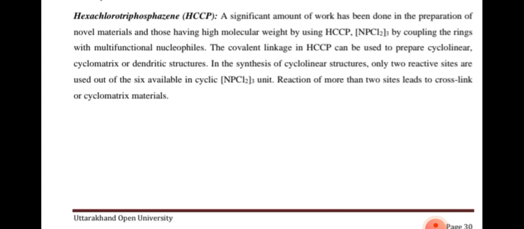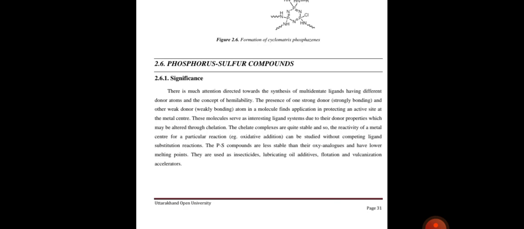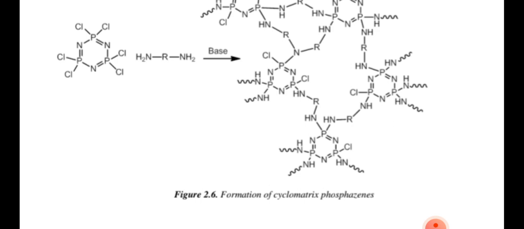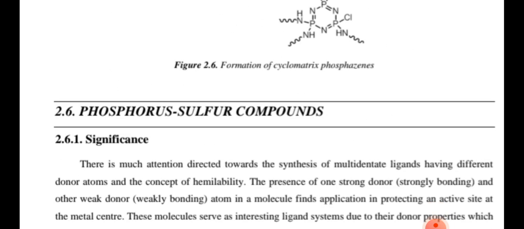In the synthesis of cyclolinear structures, only two reactive sites are used out of the six available in the cyclic NPCl2 3 units. Reaction of more than two sites leads to cross-linked or cyclomatrix material. So this phosphazene reacts with urea to form this cyclomatrix phosphazene in the presence of base.